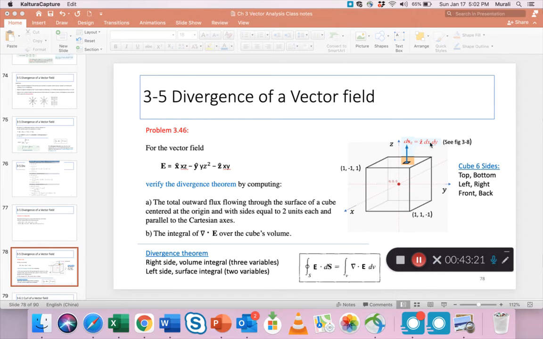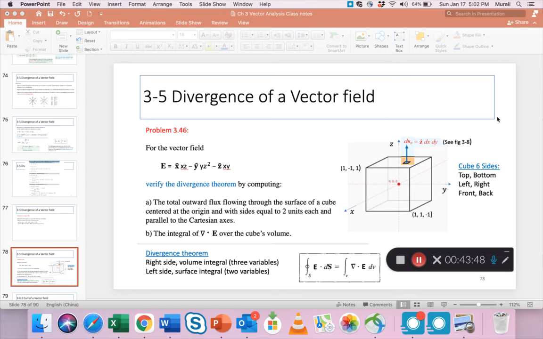Now the surface is cute. It's a cube. So you have 6 sides: top, bottom, left, right, front, back, right? So 6 sides, and it's 2 units each. So from here to here is 2 units, is also given. So given all this information, we have to do these 2 integrals.